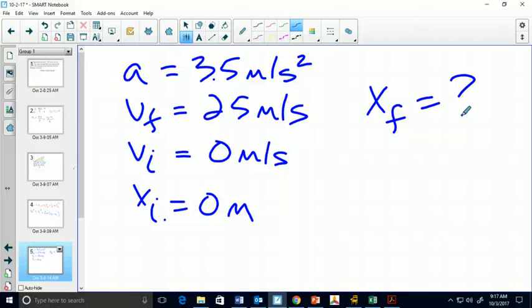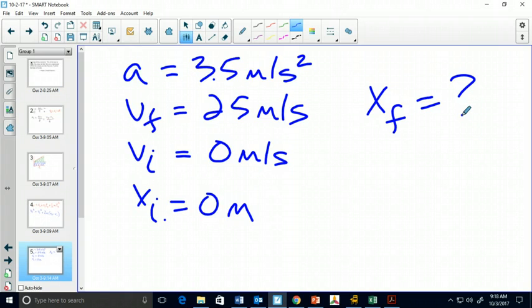So what equation am I going to use? I'm trying to find xf. I've got a, I've got vf, I got vi, I got xi. Which one shall we use that has all those terms? What am I missing here? Time, right? That should be a big jump out to you. Hey, there's no time here. So any equation with time we can't use. Do we have an equation that does not have time? We do, right? That's that Vf squared one, right?